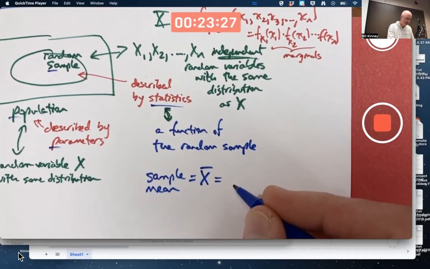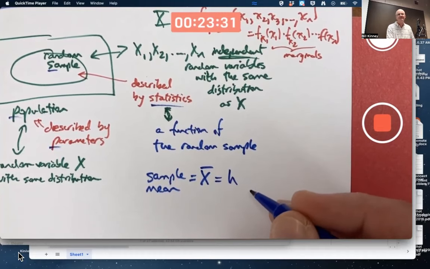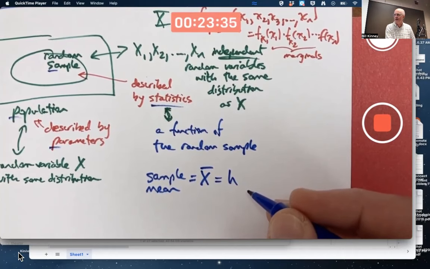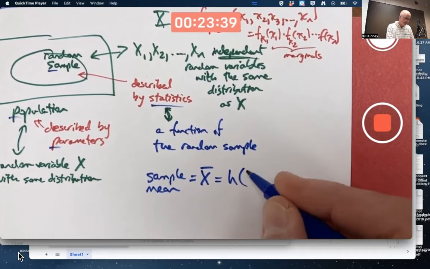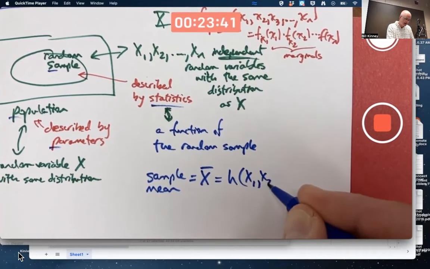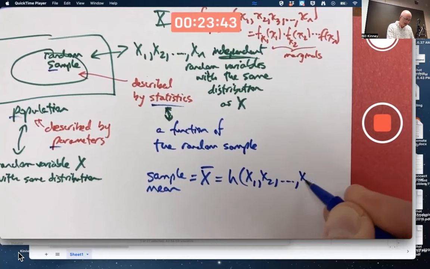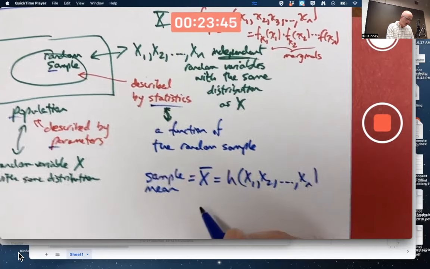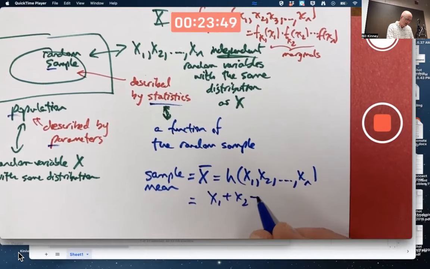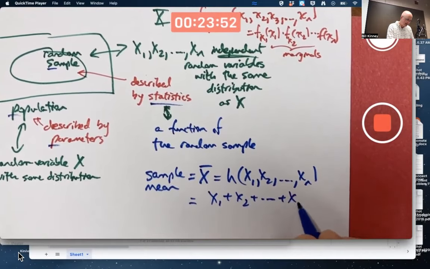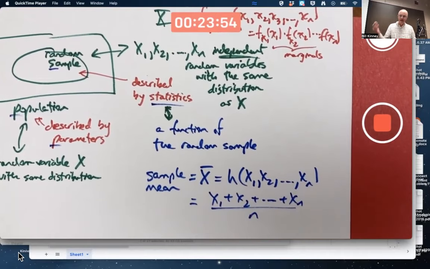I'm going to use a different letter than F, though. I'll call it H. If you think back to chapters 3 and 4, that's a common letter used for functions of random variables. Some function of this random sample. These are all capital letters here. What function? Well, add those random variables up and divide by how many there are. It's an arithmetic mean.